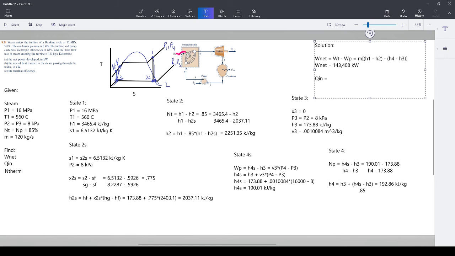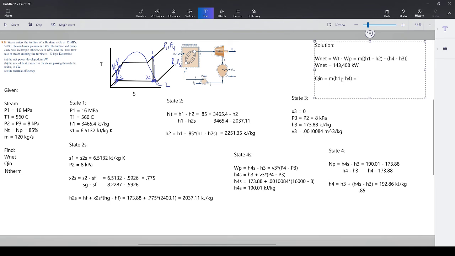So this is heat going in, right? And for heat going in, it's just the enthalpy difference, like I said. So the enthalpy difference is just like this, M. And they said they want it in kilowatts, so this is good. You're multiplying by mass flow rate. You want H1 minus H4.